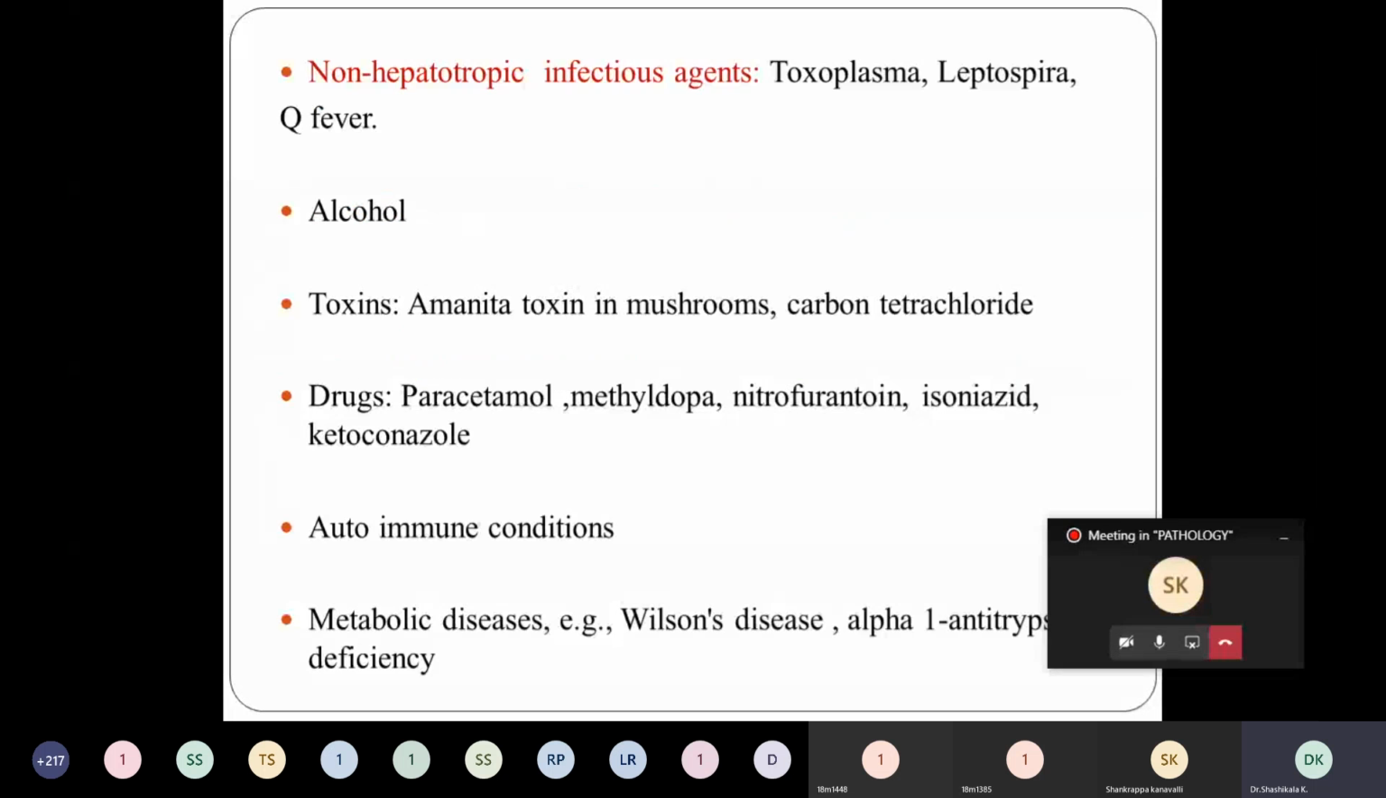You have non-hepatotropic infectious agents like toxoplasma, leptospira, Q fever. Other causes are drugs and toxins: alcohol, then toxins could be amanita toxin in mushrooms, carbon tetrachloride. Drugs could be paracetamol, methyldopa, nitrofurantoin, INH, and ketoconazole, one of the antifungal drugs. Then autoimmune conditions, and metabolic diseases like Wilson's disease and alpha-1 antitrypsin deficiency.